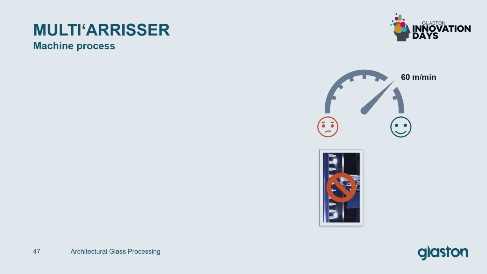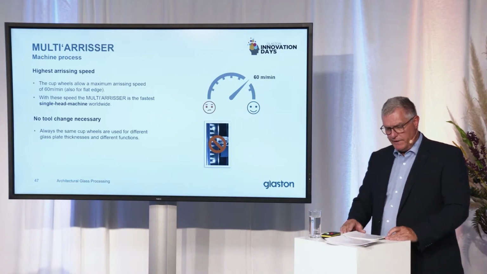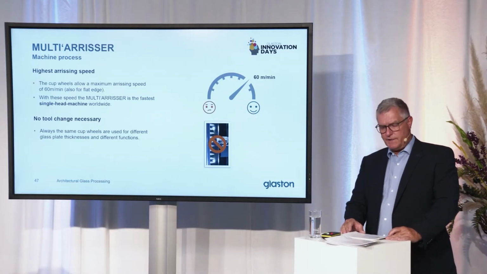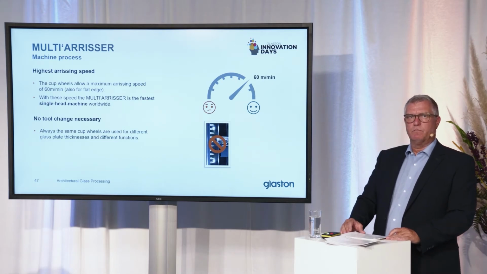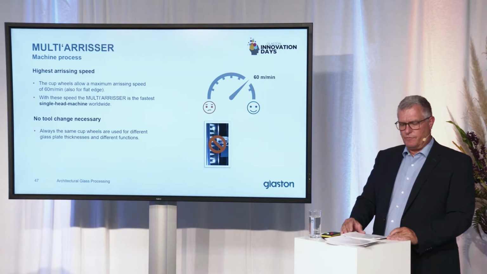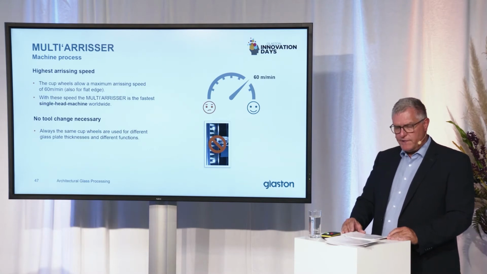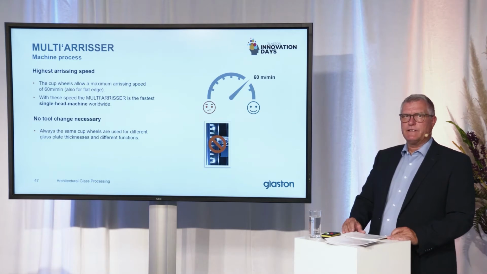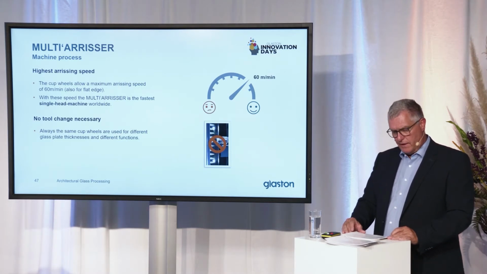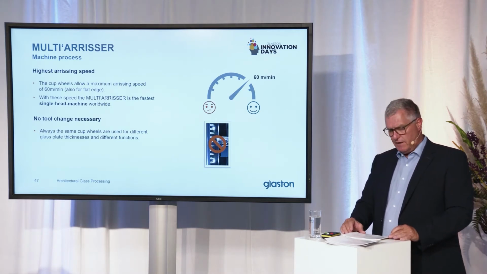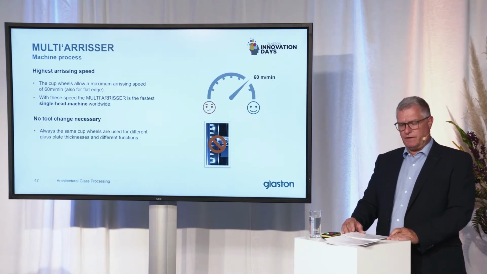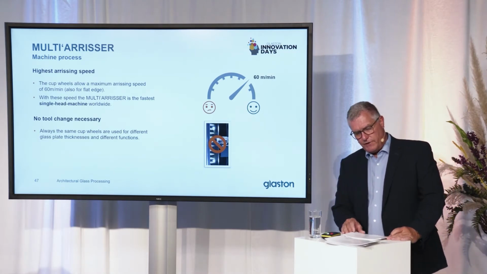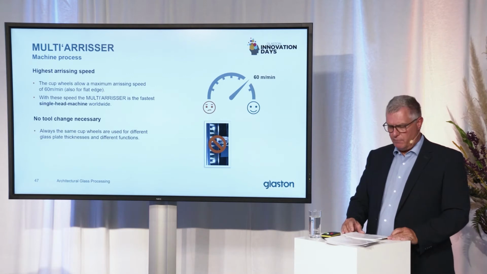What is the erasing speed? The Cupwheel technology allows an erasing speed of 60 meters per minute, also in case of flat edge erasing. This results in a reasonably short cycle time, even with one erasing head only. In addition, it has to be mentioned that a tool change is not necessary for the different functions, which results in less downtime of the machine.